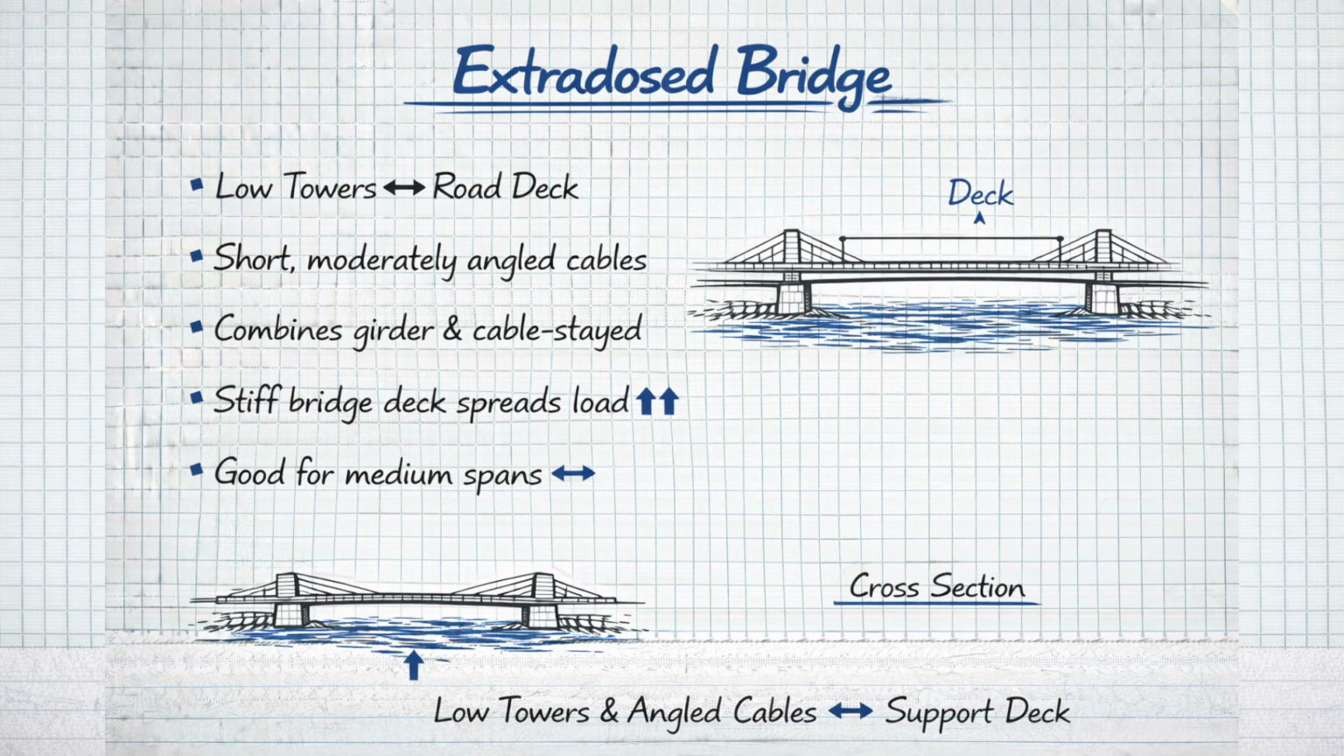19. Extradosed bridge. An extradosed bridge combines elements of girder and cable-stayed designs. It features low towers with shallow cables that reduce deck bending. Less dramatic than suspension bridges, it is efficient for medium spans.